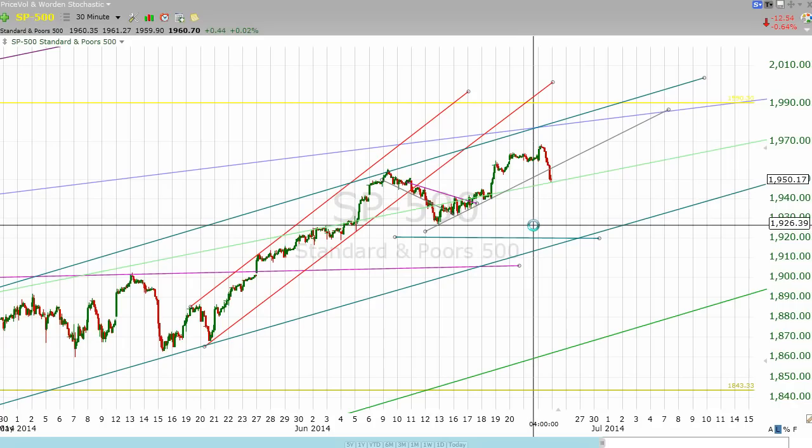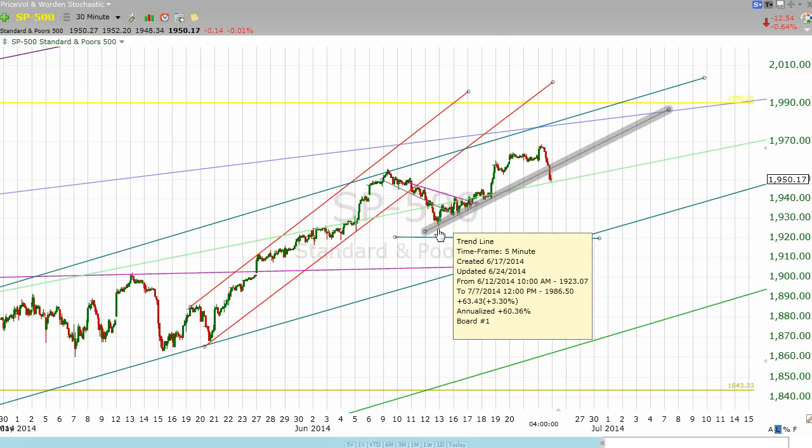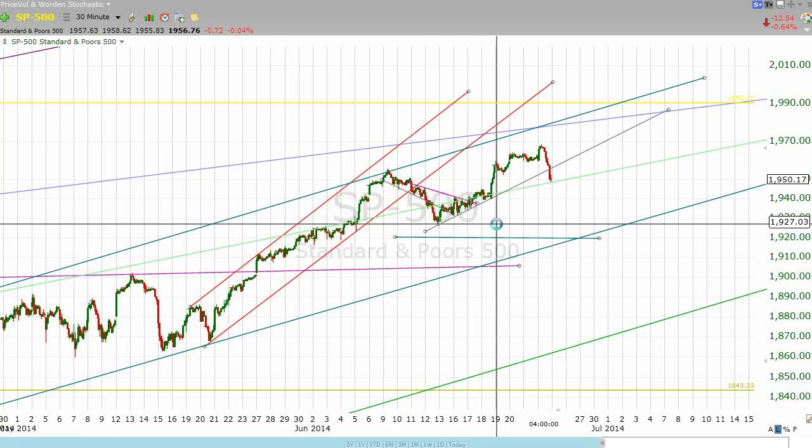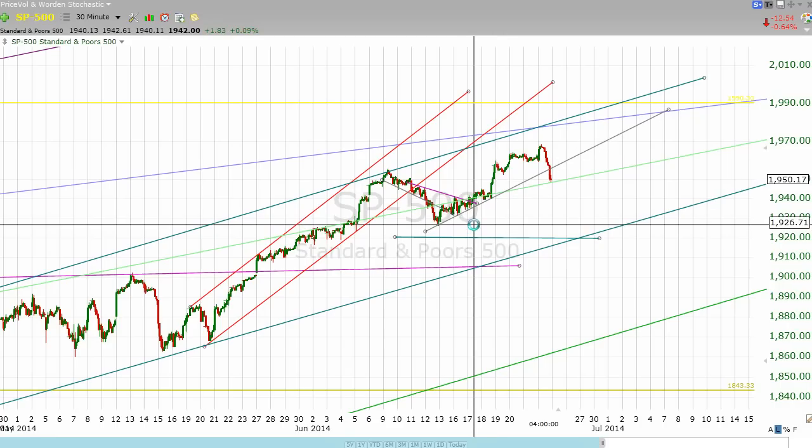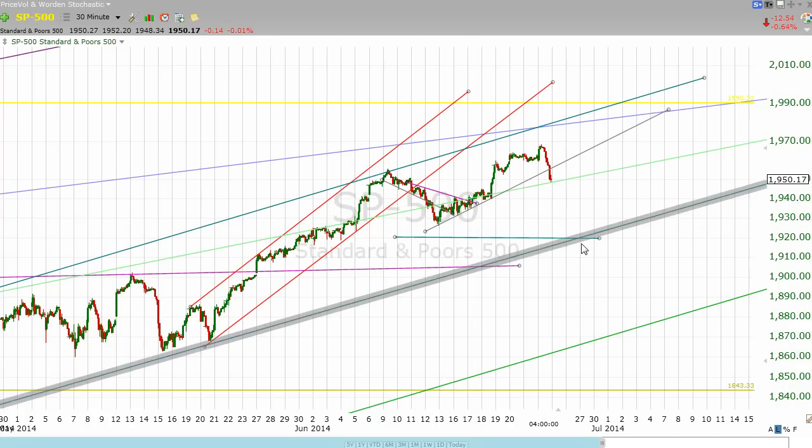As I mentioned in yesterday's video, what it would take for me to be concerned about that 1990 would be that we set a low and a close under our previous low back in the second week of June, and that would be at about 1926. So if we take 1926 out, then that might be cause for concern.